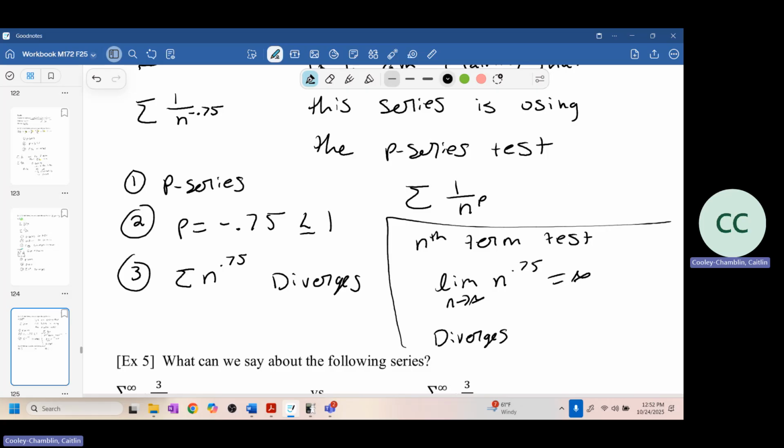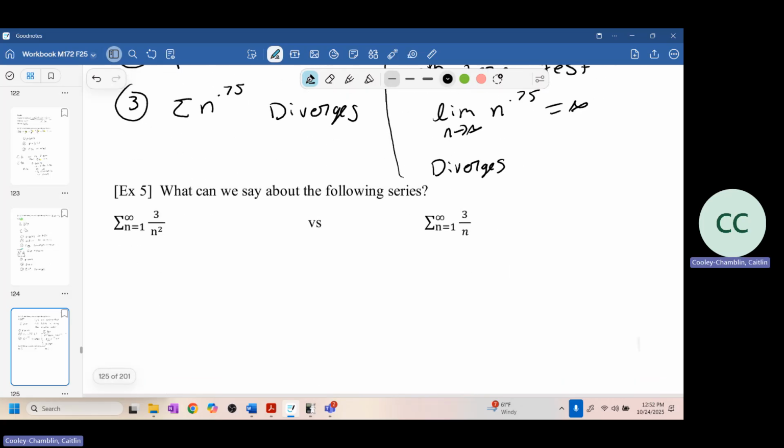Just by the nth term test. Or we can do a p-series test if you're kind of stuck in between using both. Either one. Okay.